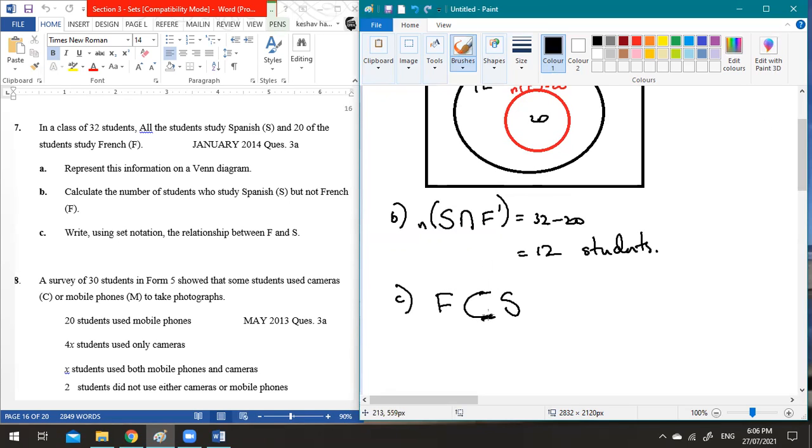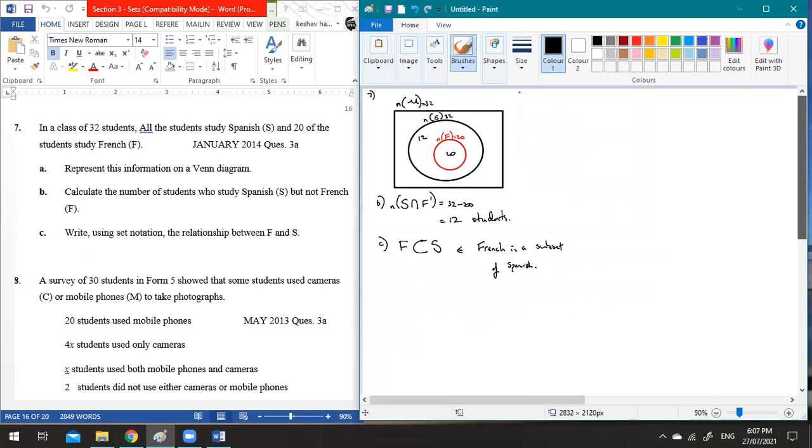To give us the set notation. So how this is read, French is a subset of Spanish, or the French students is a subset of the Spanish students. Basically, that is what they are asking. That's a nice question.